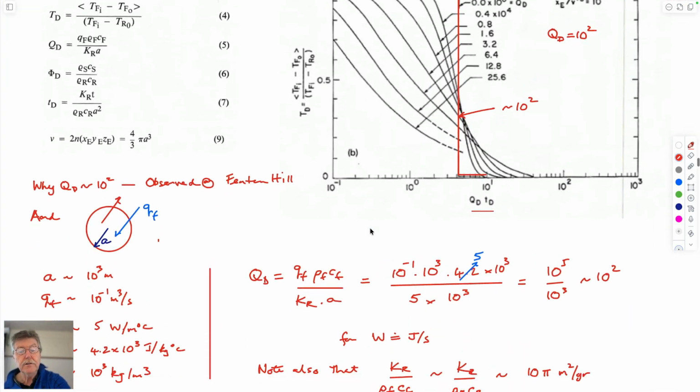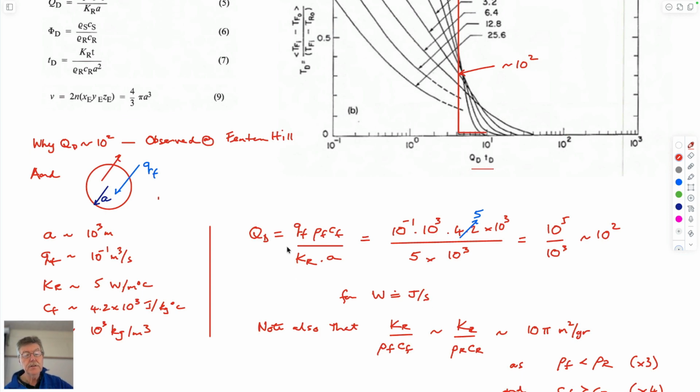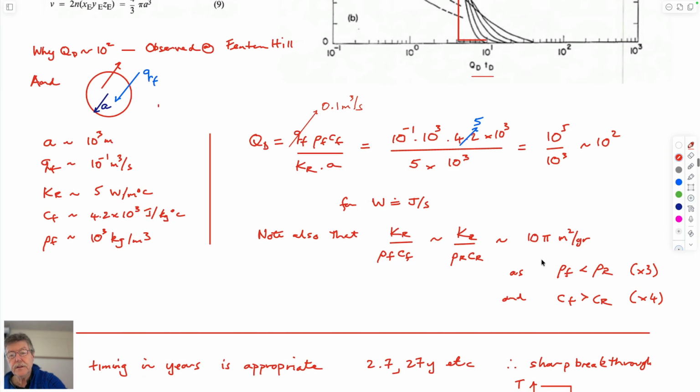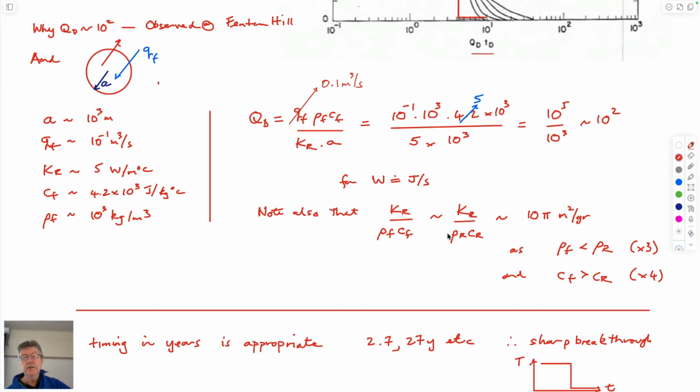So if you check through this and put some numbers in for this non-dimensional parameter, we know that to have a viable reservoir, we want 0.1 meters cubed a second, 100 liters a second. We know the definition of density and heat capacity for the fluid. We know the thermal conductivity for the solid, and we can choose a dimension. Let's choose a kilometer. If you put these all together, you end up with a number that comes out of it, which is of the order of 10 to the 2. So this makes sense in terms of actual observed ones.